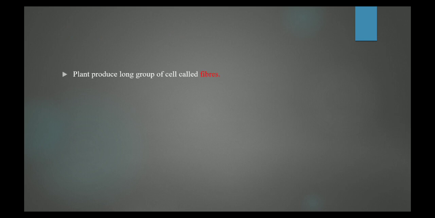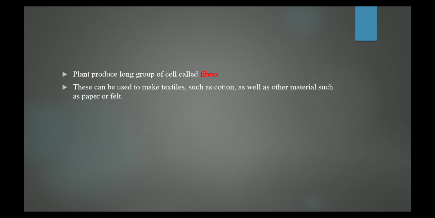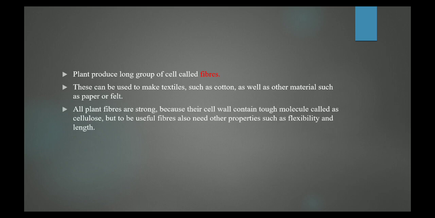Plants produce long groups of cells called fibers. These can be used to make textiles such as cotton, as well as other materials such as paper or felt. All plant fibers are strong because their cell wall contains a molecule called cellulose. But to be useful, fibers also need other properties such as flexibility and length.